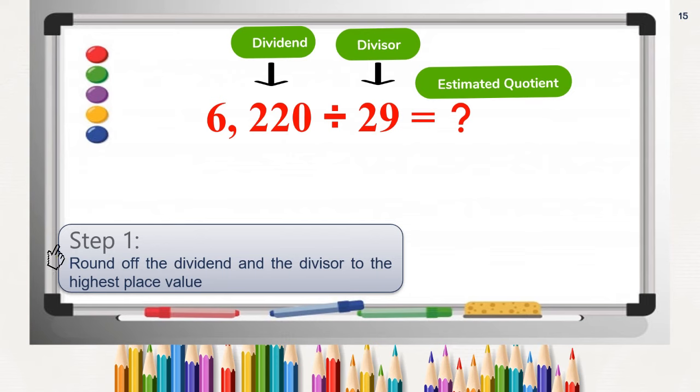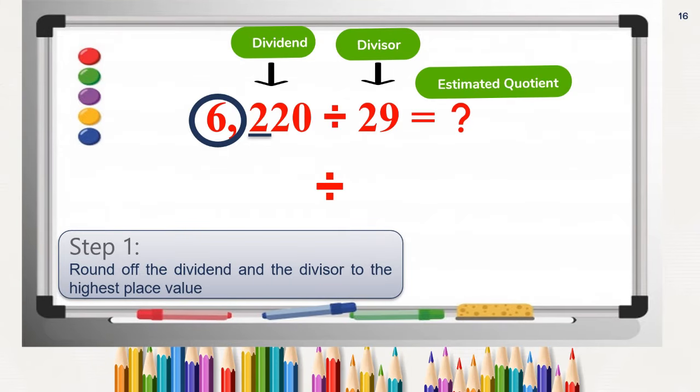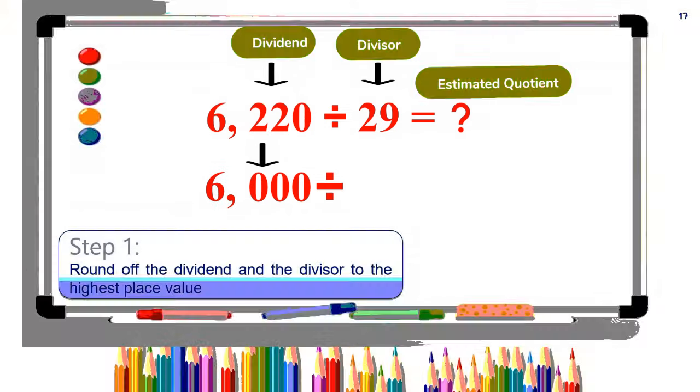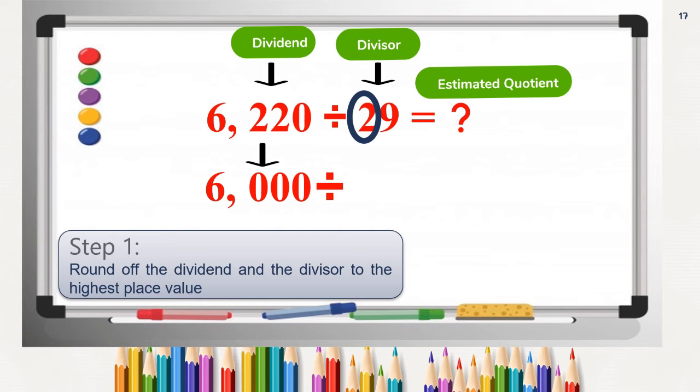So step 1 is to round off the dividend and the divisor to the highest place value. 6 is the highest place value in the dividend. So to round it off, check the digit to the right of 6. If it is less than 5, or 0 to 4, the digit will remain the same. If it is 5 and above, we will add 1. The digit 2 is less than 5. Therefore, the digit 6 will remain the same, and all the digits to its right will be replaced with 0. So 6,220 rounded off to the highest place value is 6,000.